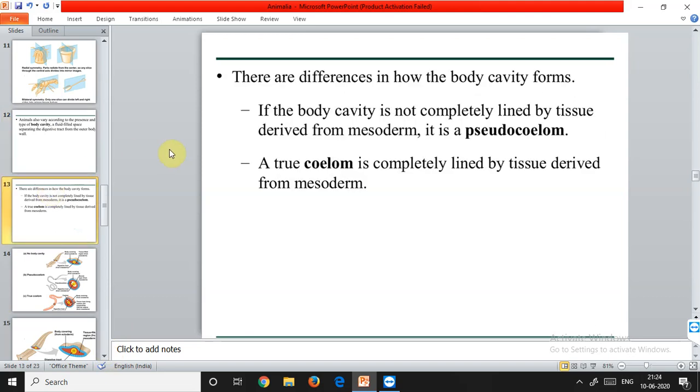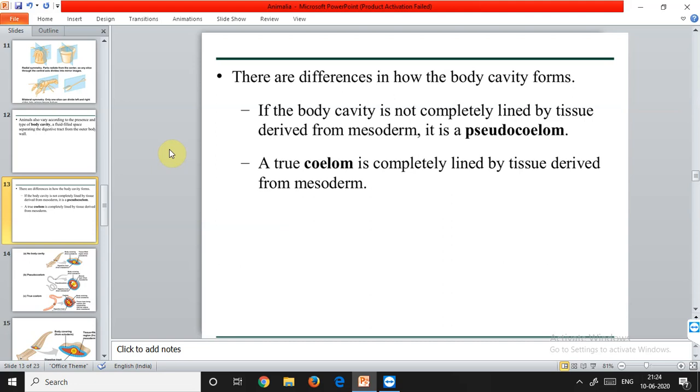Now we'll talk about the different types of body cavity. All tissues and organs of an animal are formed from three germ layers. I told you what the three germ layers are: the ectoderm, that is the outermost, the mesoderm, and the endoderm. A true coelom arises within the mesoderm. Whenever the mesoderm forms a coelom, it is called the true coelom.